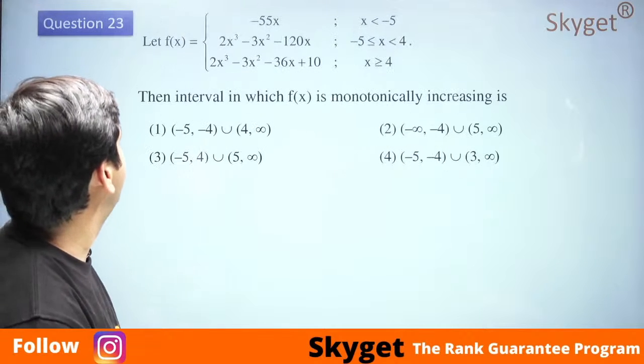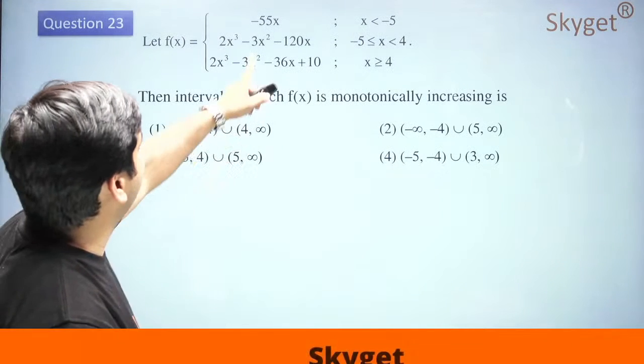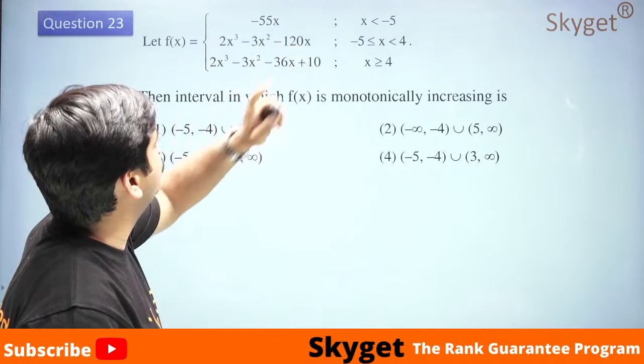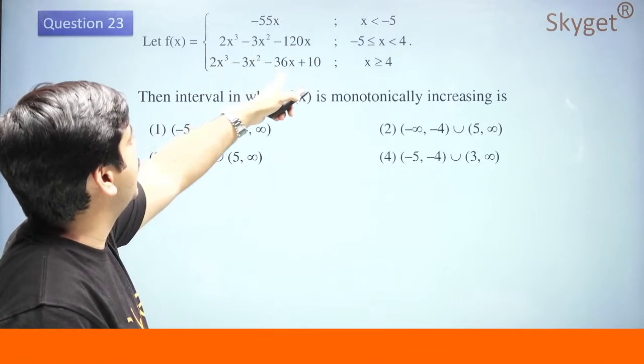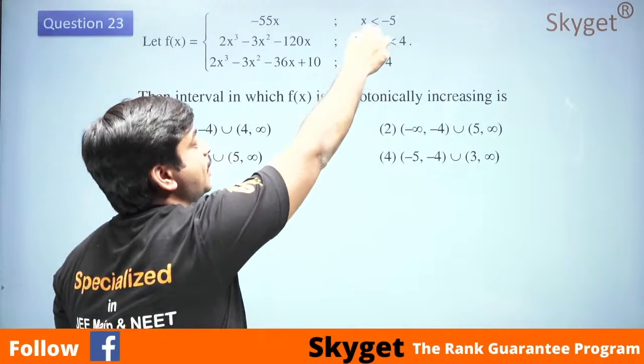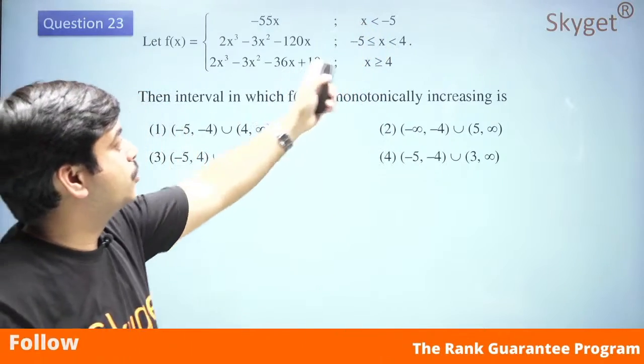Question number 23. f of x is equal to minus 55x, 2x cube minus 3x square minus 120x, 2x cube minus 3x square minus 36x plus 10, with different intervals: less than minus 5 to 4, and greater than 4.